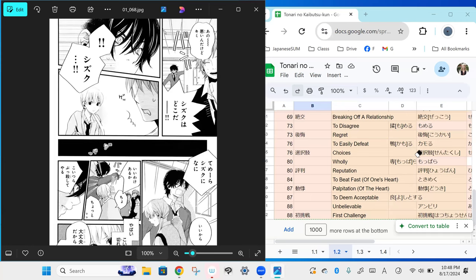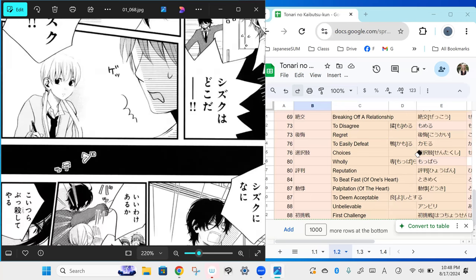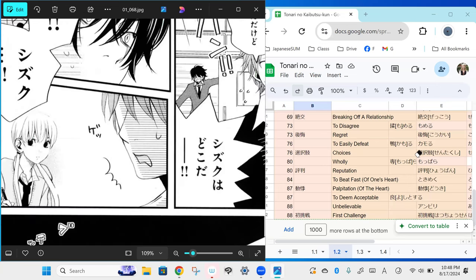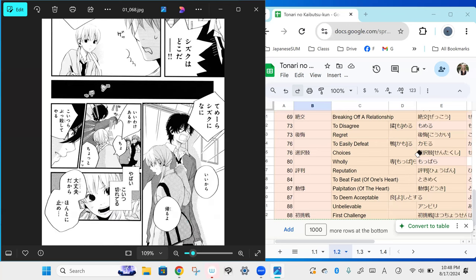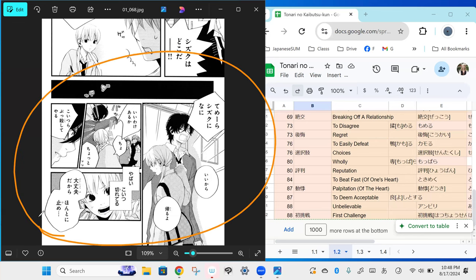And then Yoshida appears. "Kimi, Shizuku doko da?" Hey, you, where are you, Shizuku? And he says, "Shizuku!" And the bubbles down here will go to you, Cookie.